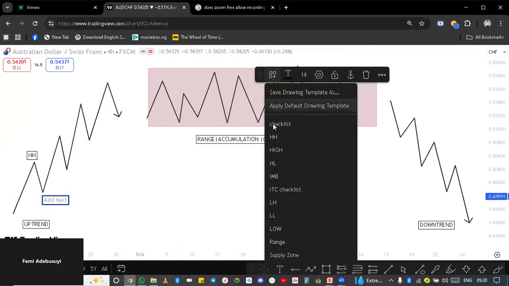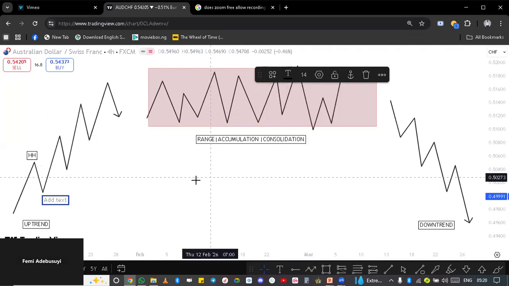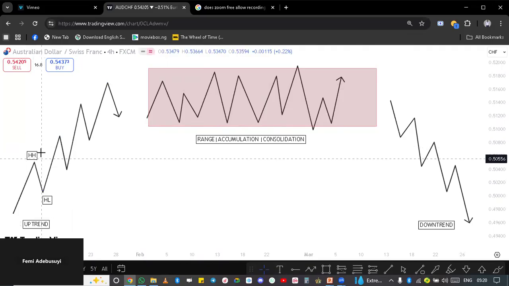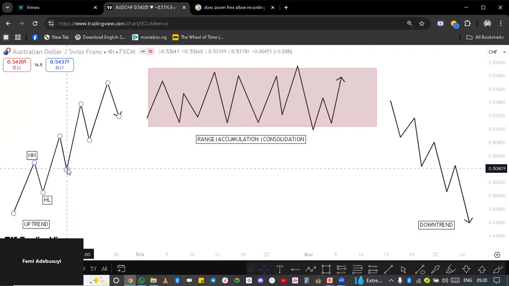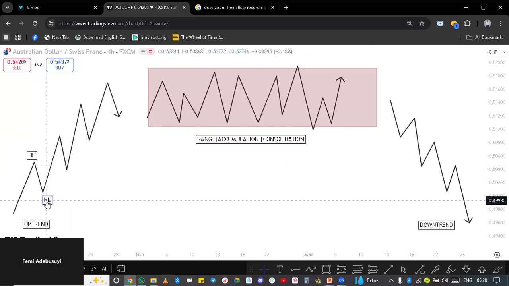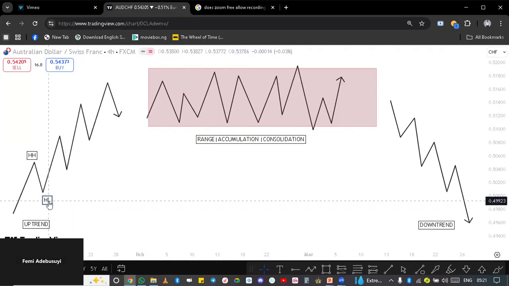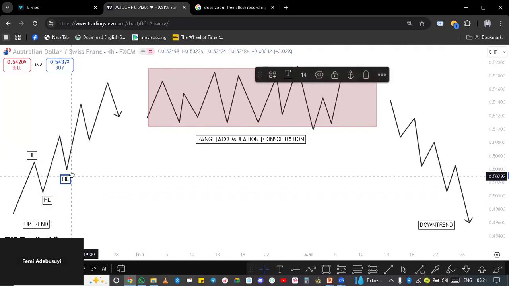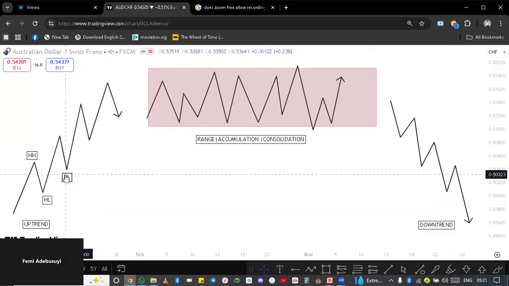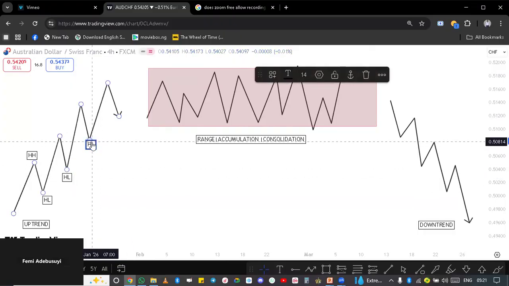Higher highs, higher lows. So we have higher highs, higher lows. Now, it is very important that we know that for an uptrend to remain valid, this low here must not be broken. The lows must never be broken by the pullback. It's okay to pull back, but it should not break it to keep it valid.